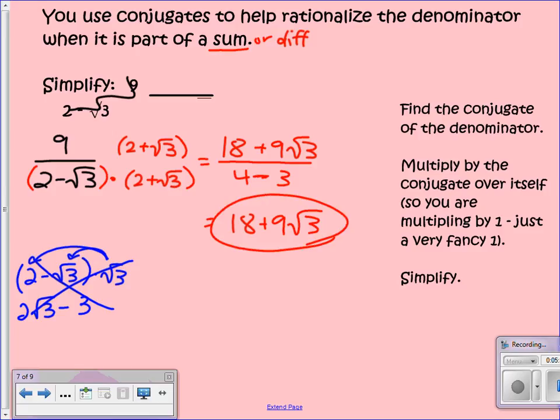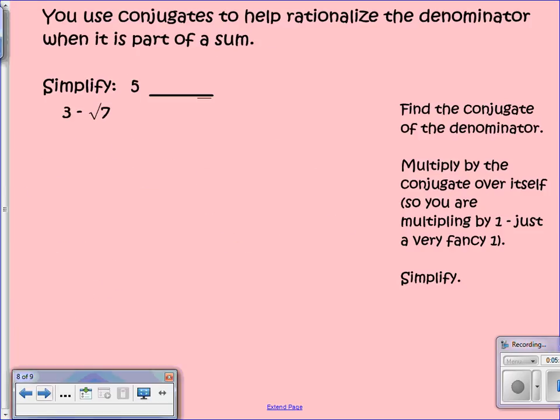See, I do not have a denominator. Woohoo! I do not have a radical in my denominator anymore. So that's how you get rid of the radical in the denominator if it's an addition and subtraction problem. There's a radical in the denominator of an addition or subtraction problem. We're going to change this one to make it harder, like the last problem on your homework.